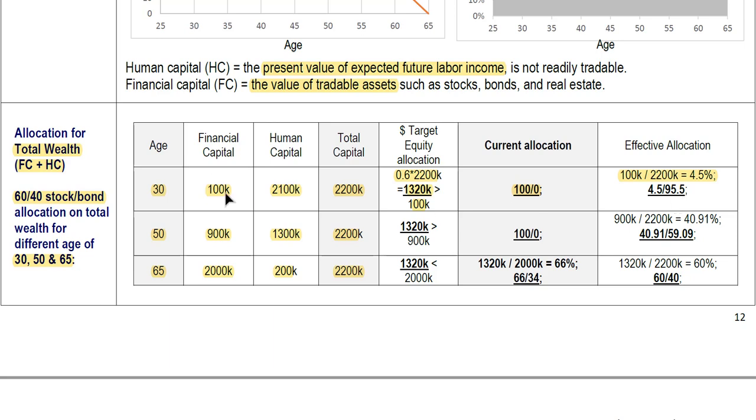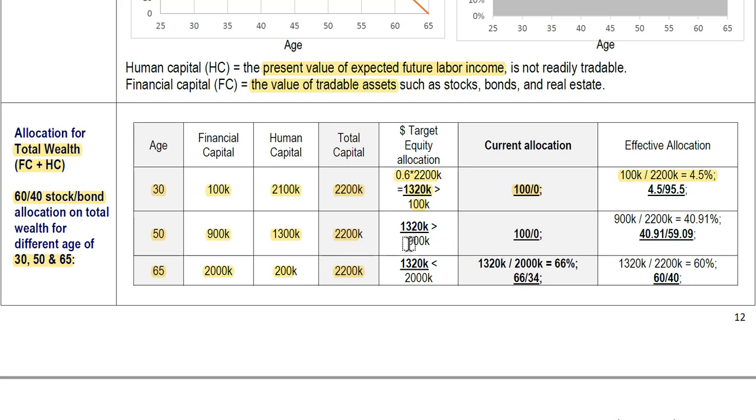So here's the conclusion: when you're young, you have low financial capital, so for 60-40, put everything in stocks. Hold it for the long term. We talk about your pension, human capital, including the pension there.